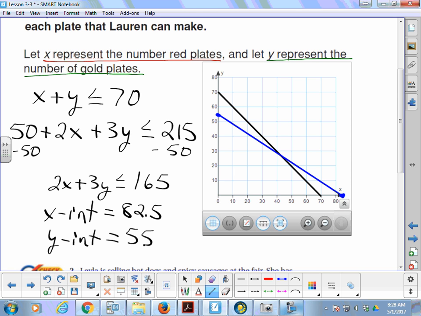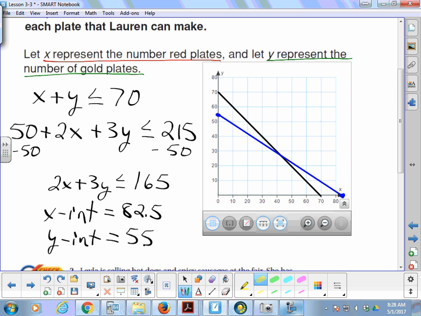Right, so we can find the intercepts. It's always easier, or usually easier, with these to just use your intercepts for graphing them. And the reason we only have the positive numbers in this case is because we don't care about negative red plates or negative gold plates, so it doesn't matter there. And then we're just going to shade.